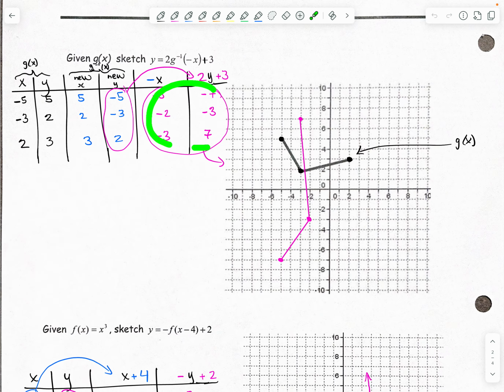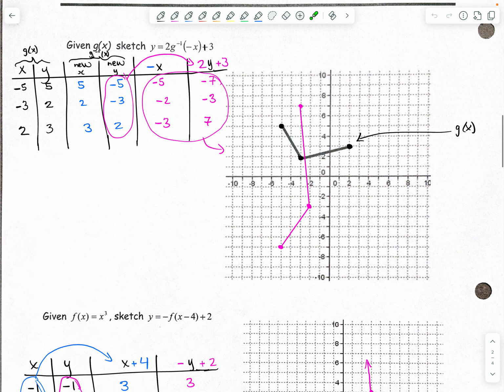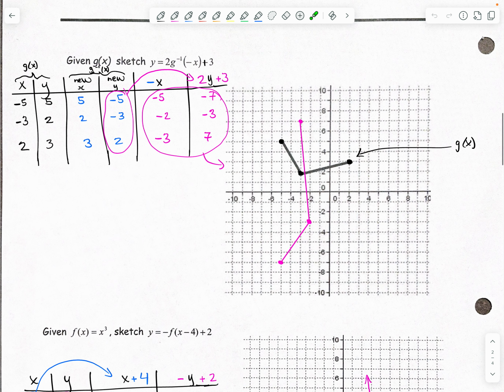And now graph those points right there. And then go in order, go from here to here to here. And then you will get the correct function just like that. So starting from here to here to here. Yeah, that's how you get the correct transformed inverse function. Okay, that was a good one.